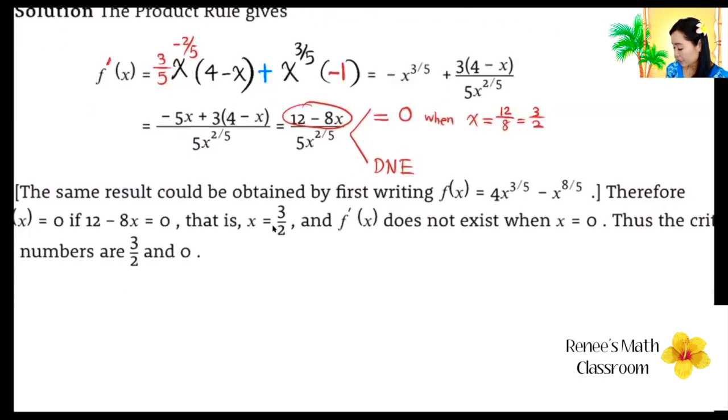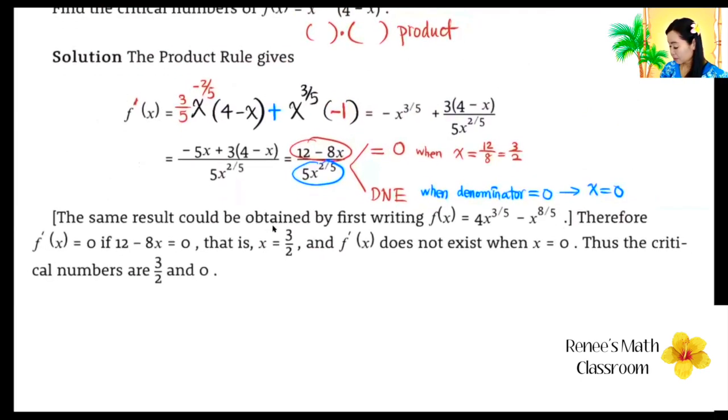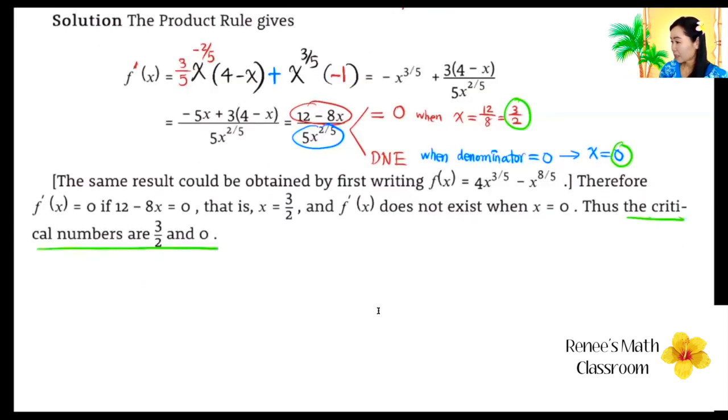And when will this be undefined? This will be undefined when the denominator equals 0, right? When will this denominator equal 0? When x is 0. You got it. Now, since the domain is all real numbers, these two numbers are in the domain, so they are the critical numbers. Got it? So you see how you find critical numbers?